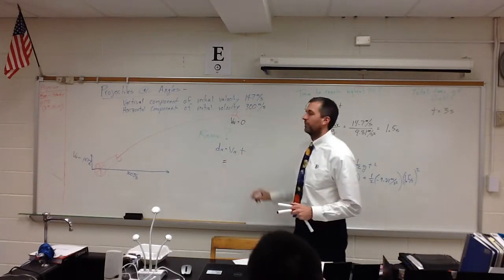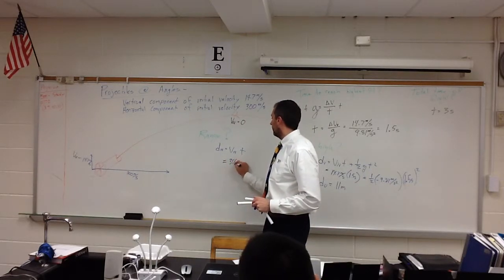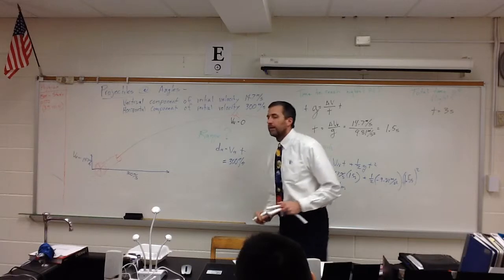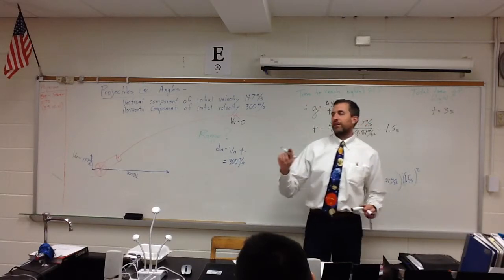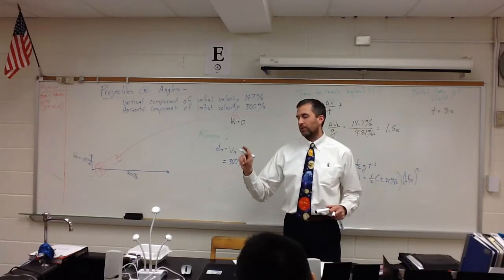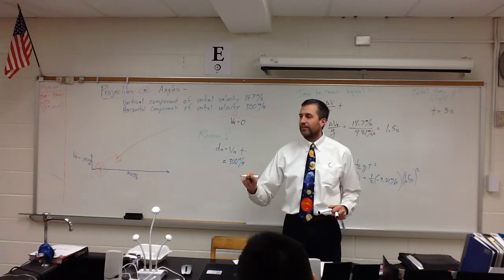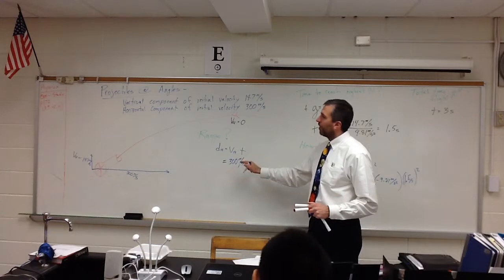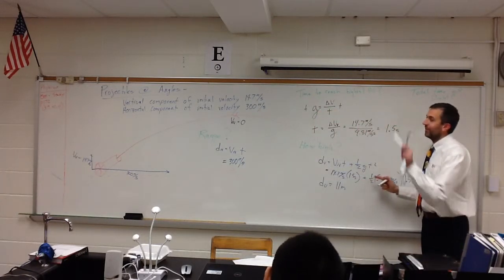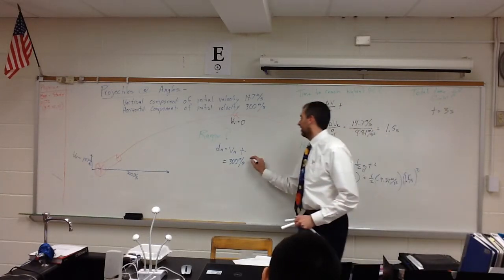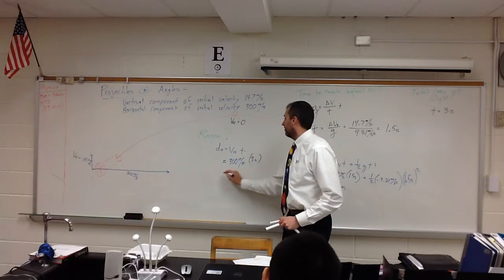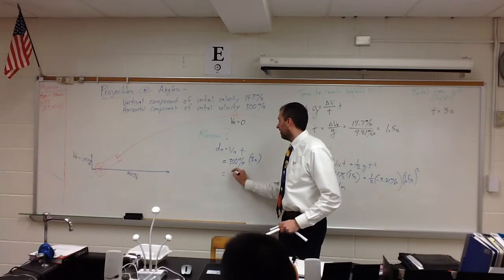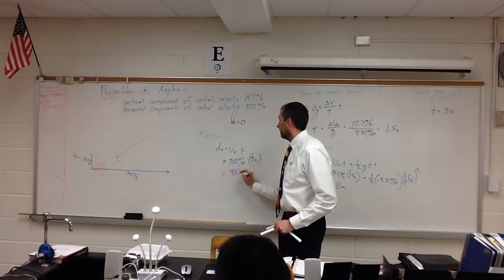The velocity in the horizontal direction is 300. Now, in this particular instance, Dana, do you think we're going to use the 1.5 seconds or the 3 seconds? You want to know the range. You want to know how far. You want to know over here. And you are right, you're going to use 3. So I'm just going to do 300 times 3. I'm going to get 900 meters.